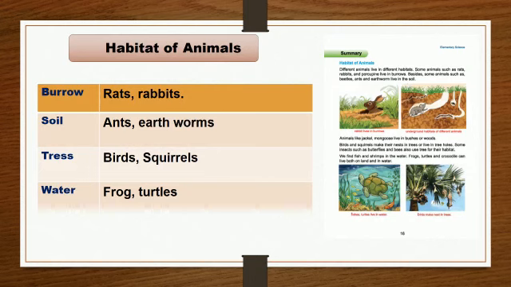Same as with plants, here is another point, which is the habitat of animals. There are many animals living in different places. For example, a burrow. A burrow means a hole inside the mud or the soil. Rats and rabbits live in burrows. Ants, earthworms, etc. live inside the soil. Birds, squirrels, etc. live in the trees. Frogs, turtles, etc. live in the water.